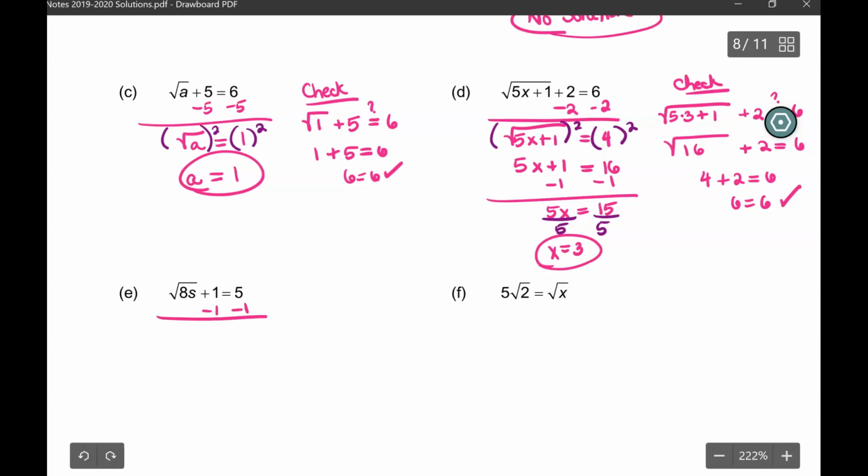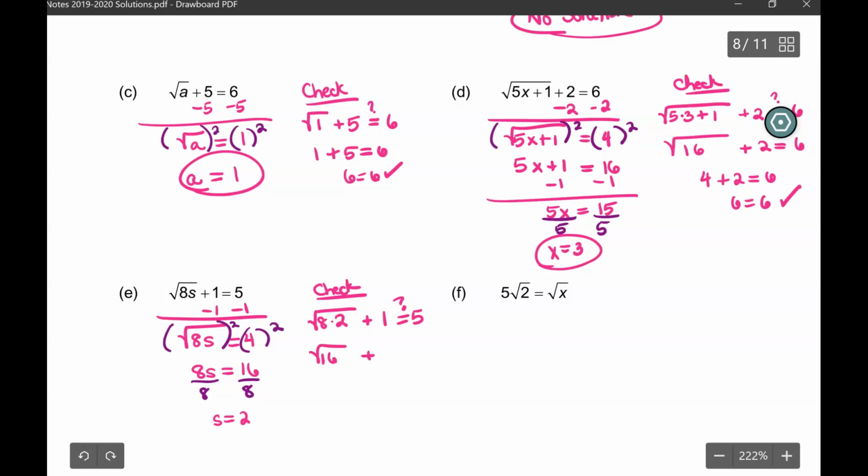Here we're going to subtract 1 from both sides. So I have square root of 8s equals 4. We want to get rid of the square root, so we're going to square both sides. I get 8s equals 16. Divide both sides by 8, and I get s equals 2. We're going to check. So I have square root of 8 times 2 plus 1. Does this equal 5? So this is square root of 16, which is 4. 4 plus 1, does that equal 5? Of course it does. That checks. So s equals 2.